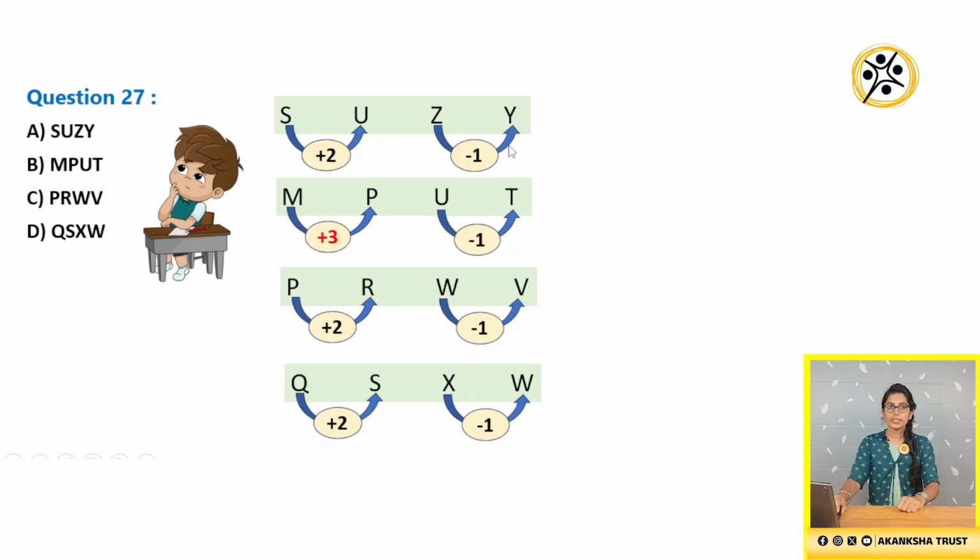On the right side you can see that all the letters are in the same pattern, that is, they are following the minus 1 pattern. So ZY, UT, WV, XW, right? And on the left side, all of them are following the plus 2 pattern except option B. It is following the plus 3 pattern. So in all the other cases, the position of the first letter plus 2 gives the position of the second letter, but in the second option, the position of the first letter plus 3 gives the position of the second letter, hence it is the answer.